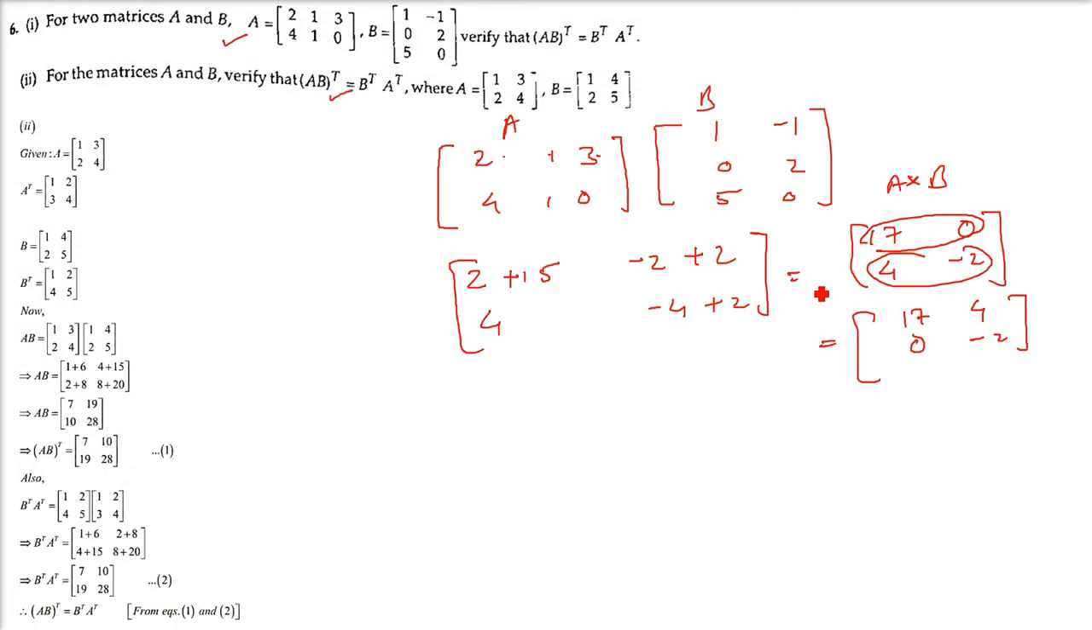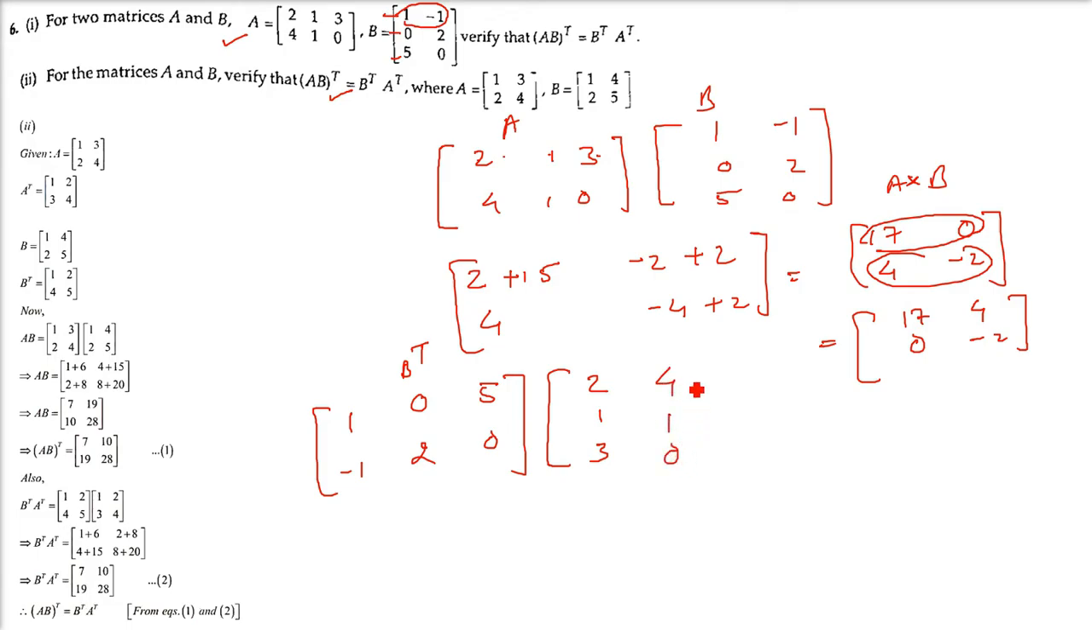This is the first part. We haven't done the B transpose and A transpose. So we'll take the B transpose, take the A transpose and then multiply. First we have to do the B transpose. Row will become column. So 1, negative 1, 0, 2, 5 and 0. This is B transpose. Now A transpose. Row will become column for A. So this is 2, 1, 3, and 4, 1, 0 will become a column. So now row with column.